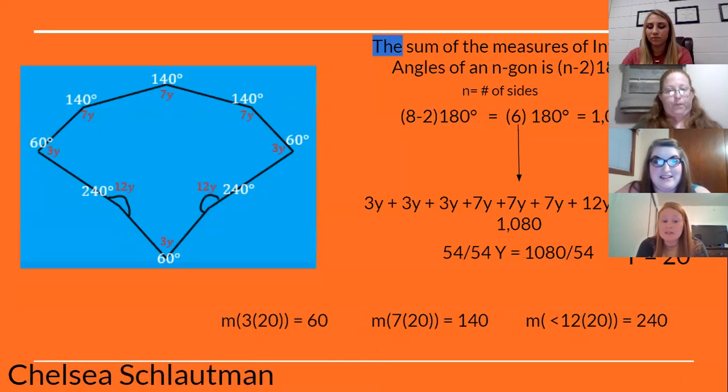So then we basically are just going to plug that in for all of our 3y's, 12y's, and 7y's. So we would take 3 times 20, we get 60. And then we take the 7y, which is 7 times 20, which equals 140. And the last one is 12 times 20 equals 240 degrees.